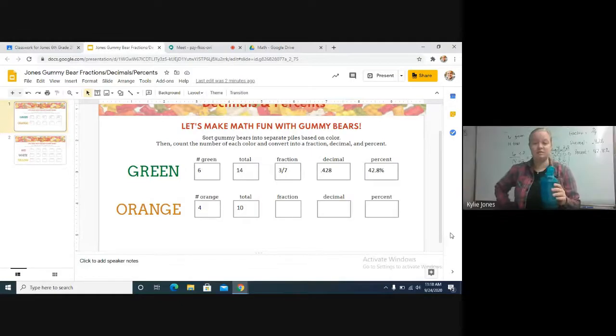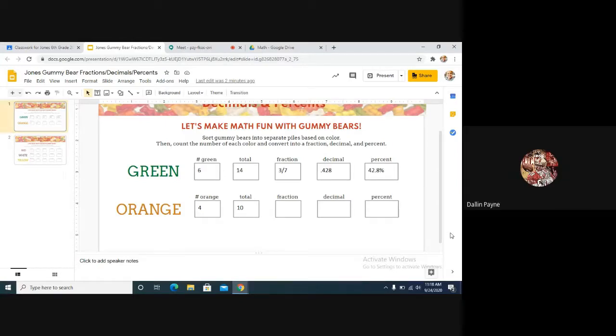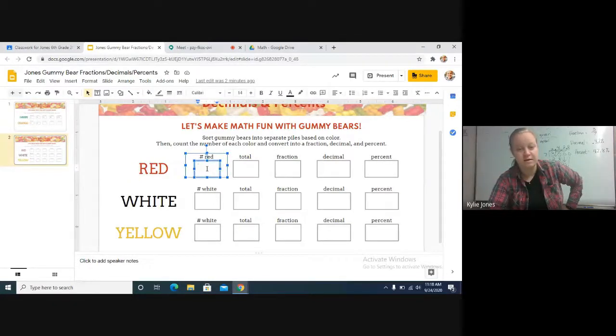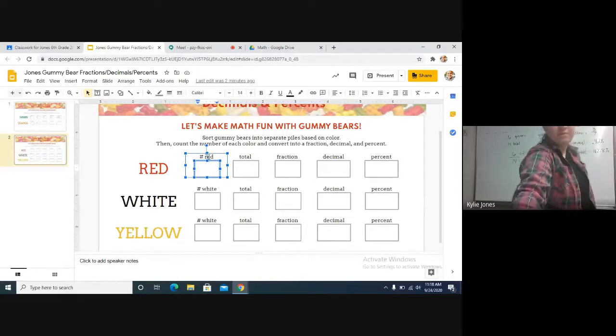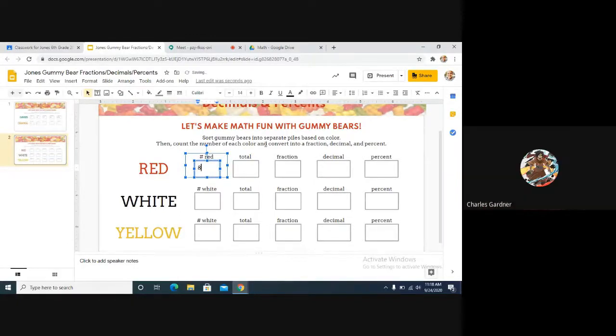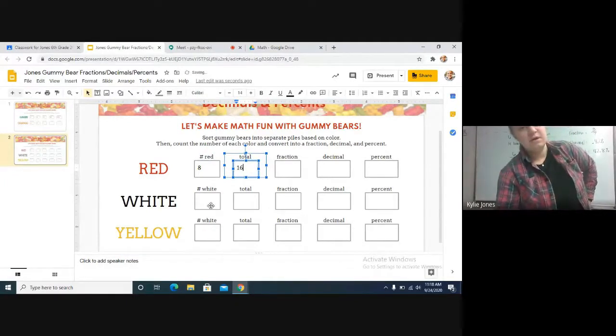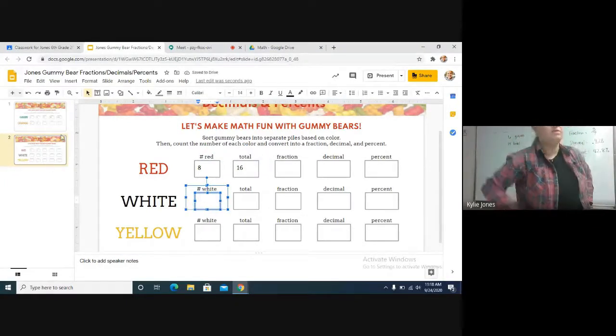Okay, so 4 orange with 10 total gummy bears in the pile. Can we do one of these with you one more time? Sure, we'll do that one with me, but let's go type in the other ones first. Okay, so hopefully you have the orange. For red, let's say you have 8 red and 16 total.